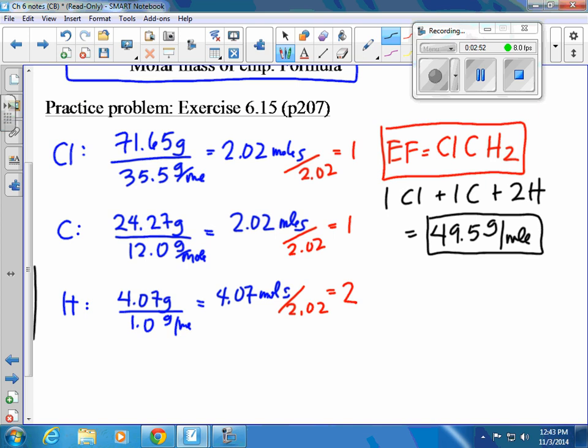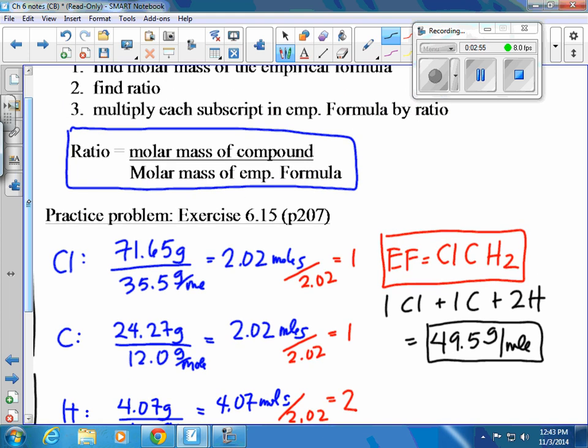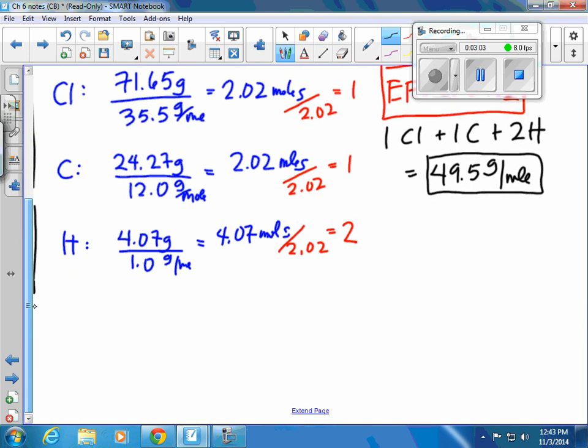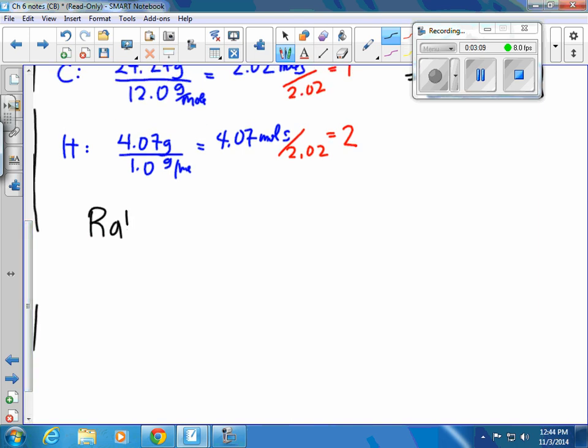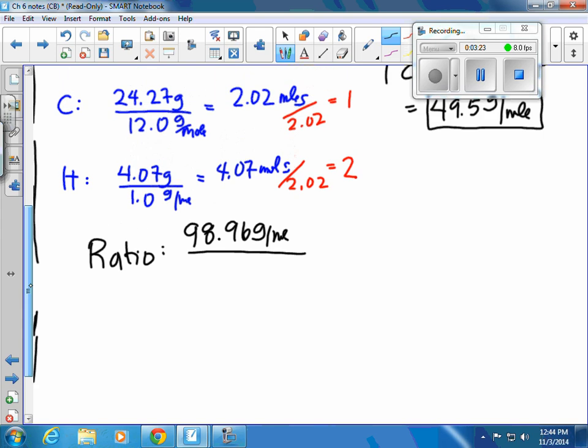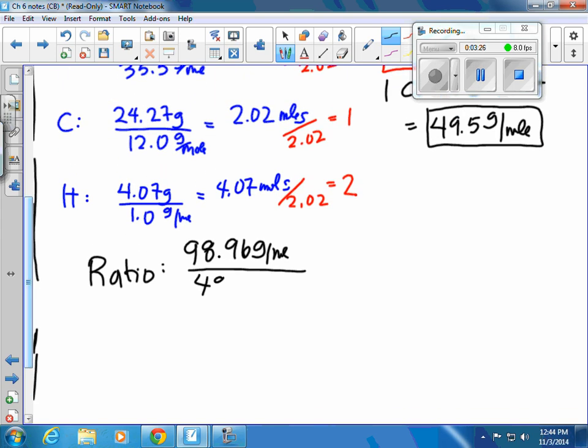Okay, so now what I need to do is go up and apply the ratio. So molar mass of the compound, that was given in the problem, over molar mass of the empirical formula, which I just figured out. So we're going to see if the empirical and the molecular formula are exactly the same. And you're going to see that they aren't. So the ratio, first we'll use the molar mass that's given in the problem, 98.96 grams per mole, and then the empirical molar mass that we just found, which was 49.5 grams per mole. And that's going to be approximately equal to 2.